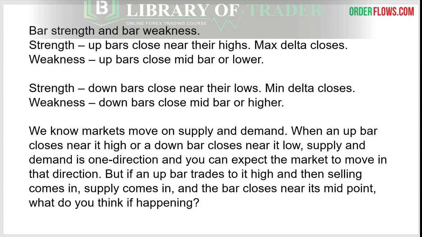Now, strength in down bars is bars that close near the lows, bars that close the final delta near the min delta. And weak down bars are bars that close somewhere mid bar or a little higher.